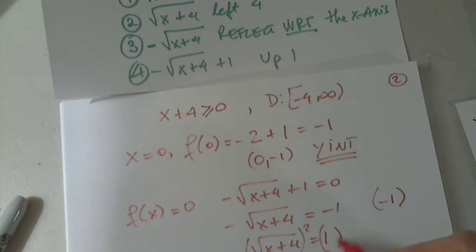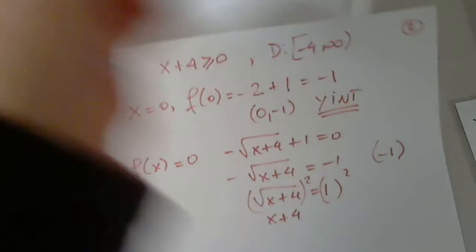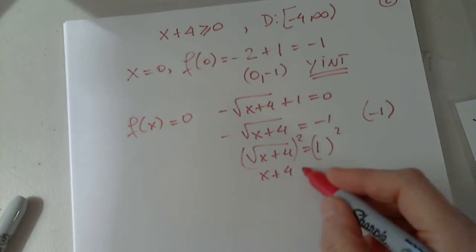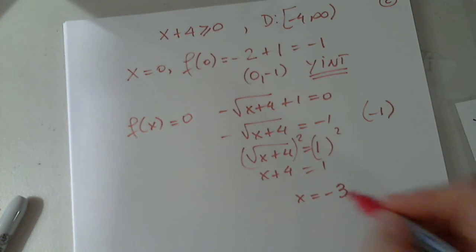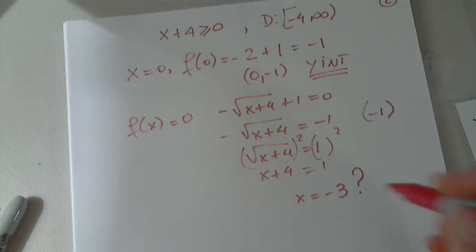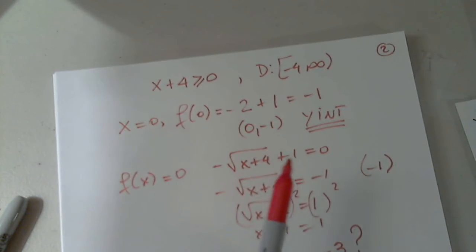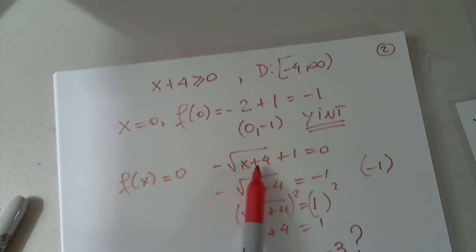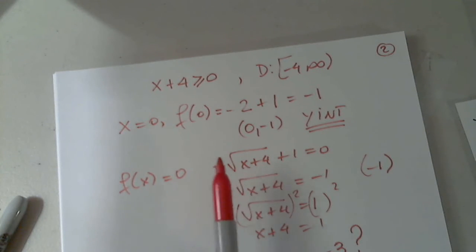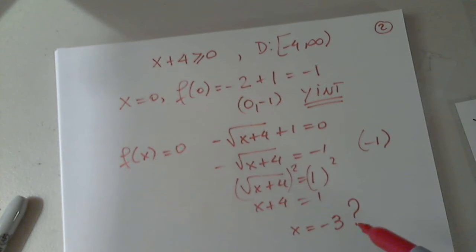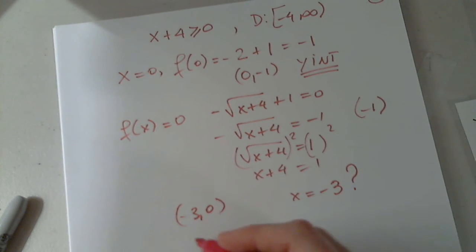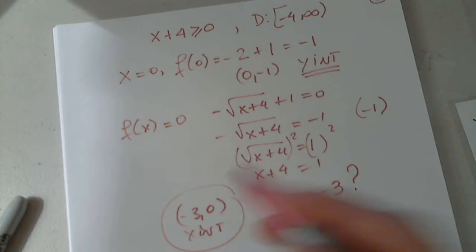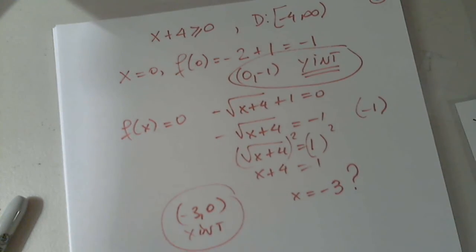So we square both sides to eliminate the radical, and then I have x plus 4 equals 1, and I get that x equals -4 plus 1, which will be -3. I always ask myself, is this true? And when I go back and plug it in, the square root of 1 is 1, with -1 plus 1 is 0, yes. So -3 comma 0 is the x-intercept. So I have them now.